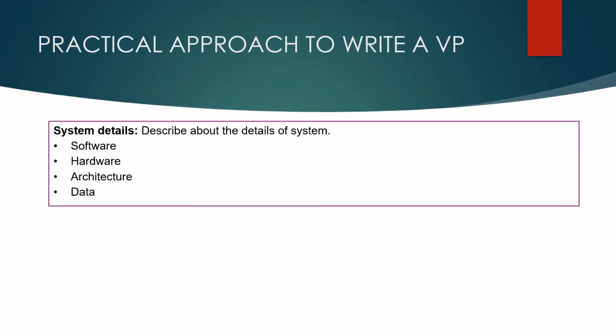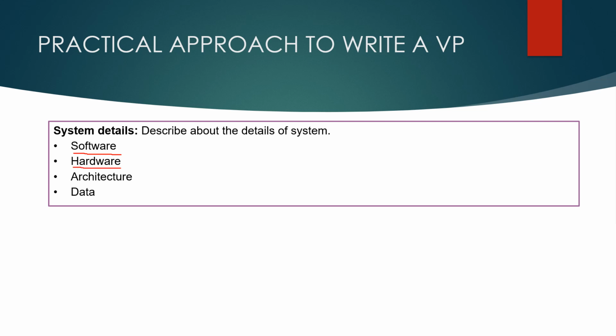Next section is system details. Here we need to describe the details of the system. For example, software details. In the software details, we need to define the software name, software version number, the PC which is going to be used, that PC's processor, hard disk and RAM capacity. All such things we need to define in the software details category.